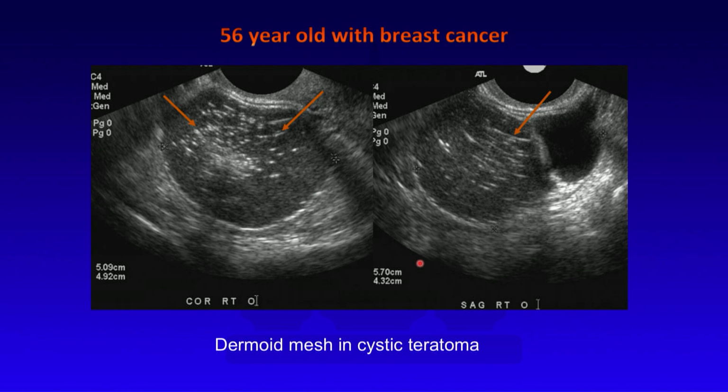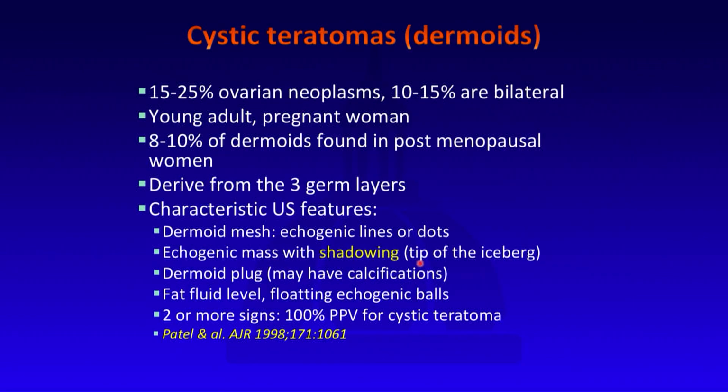So we can reassure the patient. And so these are common ovarian neoplasms, usually in young adult, pregnant women, just because they're young women. However, as in this case, about 8 to 10% can be found in postmenopausal women. And they derive from all 3 germ layers.